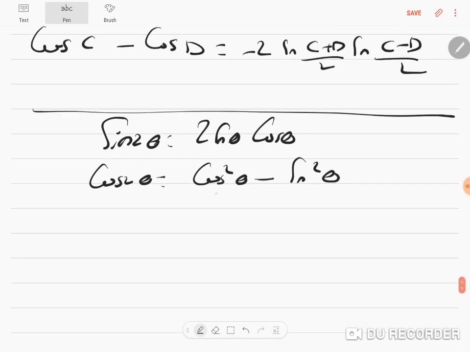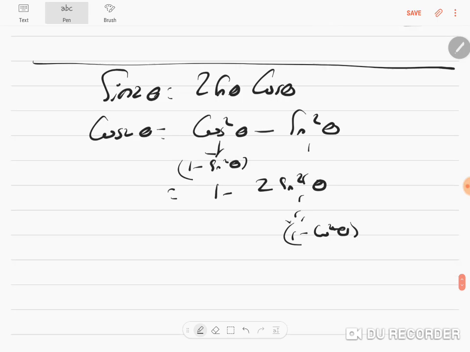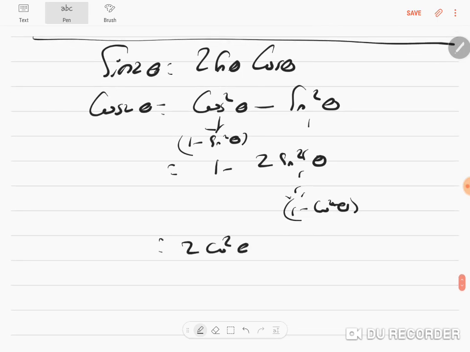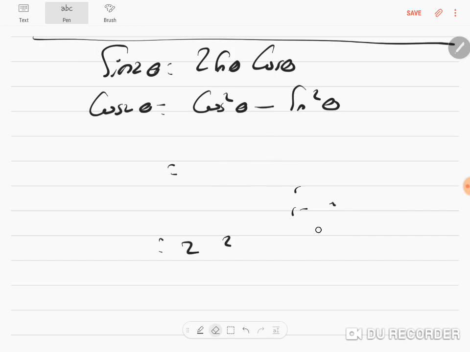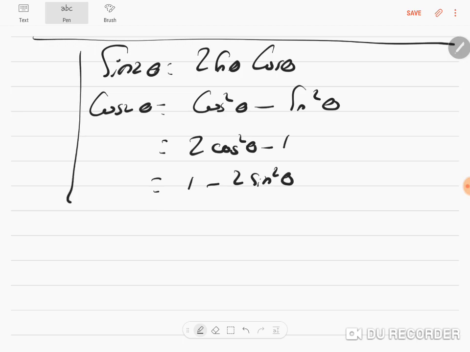Now, I can write this cos square theta, according to 10th standard, as 1 minus sin square theta. In that case, the formula will be 1 minus 2 sin square theta, or I can write sin square theta as 1 minus cos square theta, and opening the bracket I get 2 cos square theta minus 1. So, there are 3 sets of formulas for cos 2 theta: cos square theta minus sin square theta, 2 cos square theta minus 1, 1 minus 2 sin square theta. Very, very important.